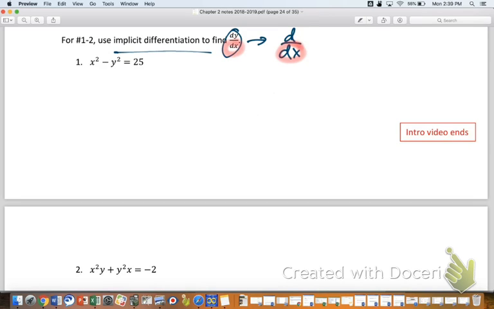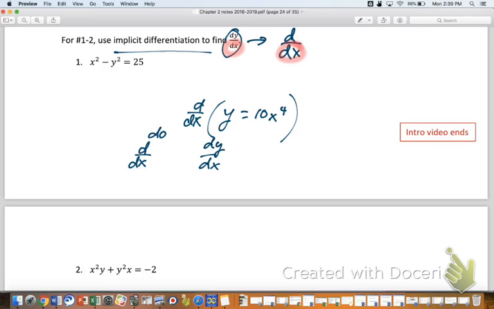So d/dx is telling you to do something. dy/dx is the result of doing that thing. So for instance, if we just had y equals 10x to the fourth or something, and I said, do d/dx or find d/dx or differentiate with respect to x, that's what it really means. Then you'd say, all right, well, d/dx of this whole thing, well, d/dx of y is just dy/dx.